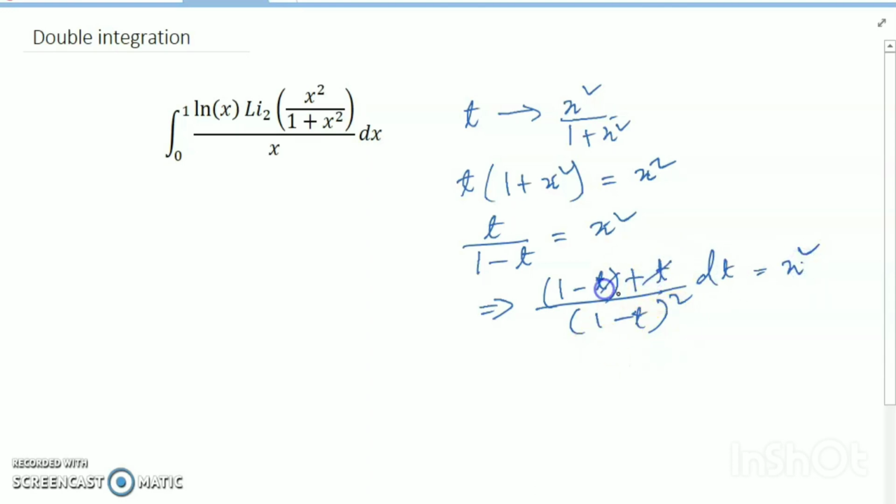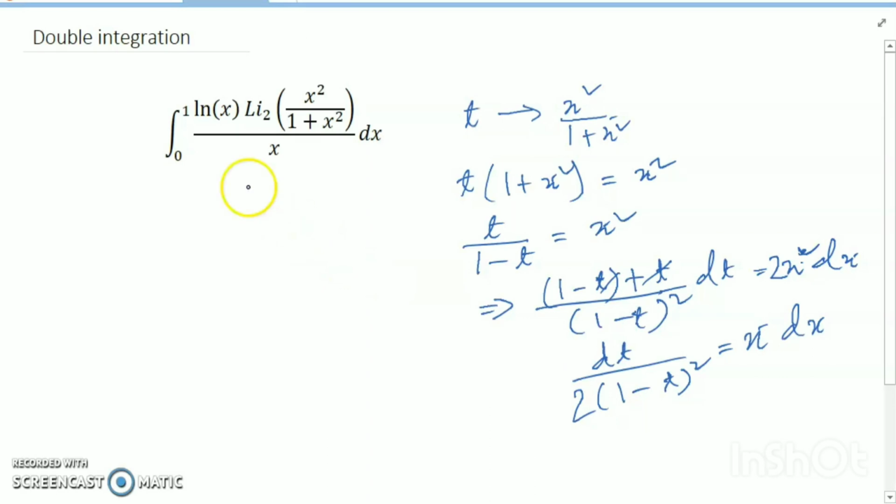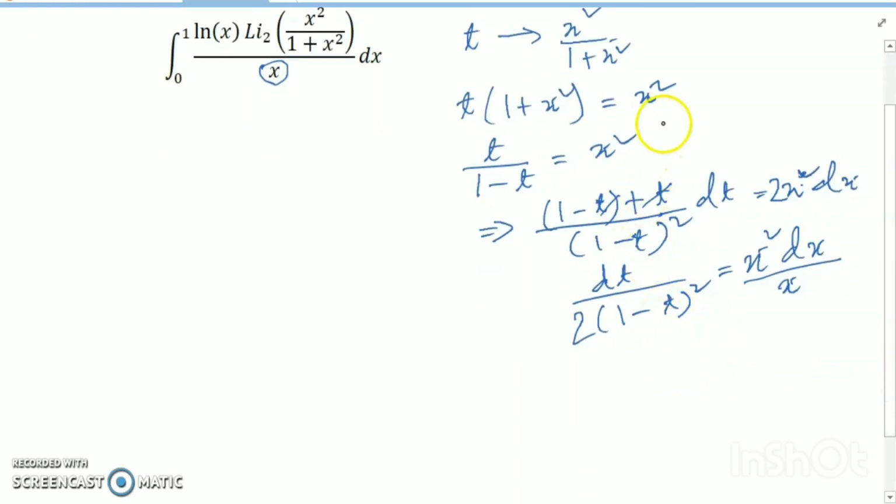So t cancels, and 1 divided by dt gives 2x dx. So it is x dx. Now, according to the question, dx by x is given. So if I want dx by x, how can I get it? I multiply by x, so it is x square.